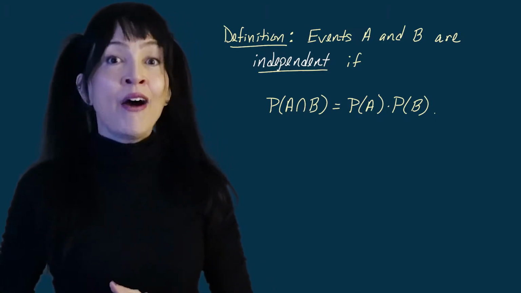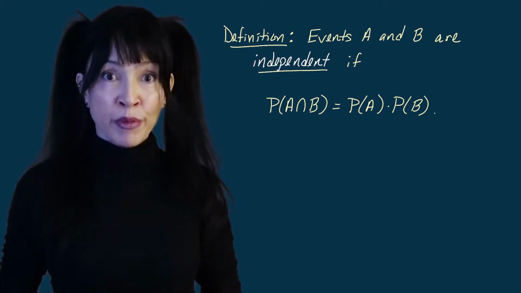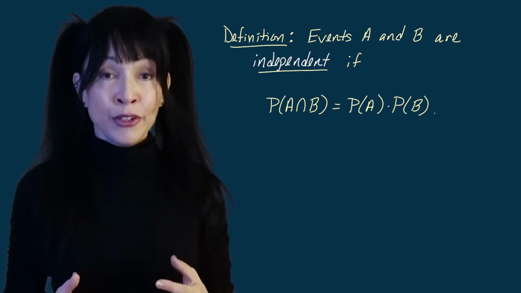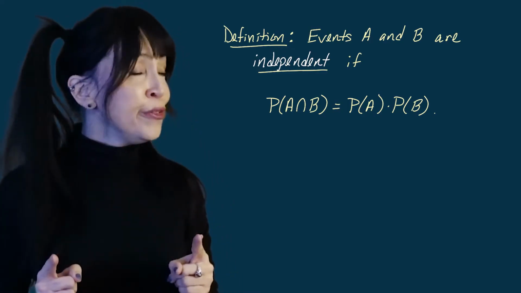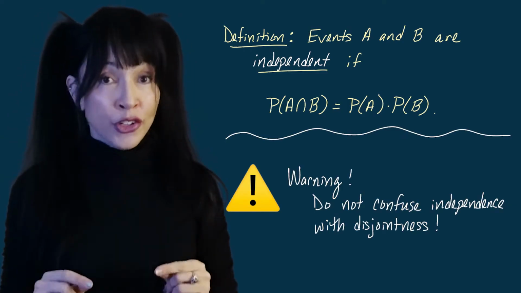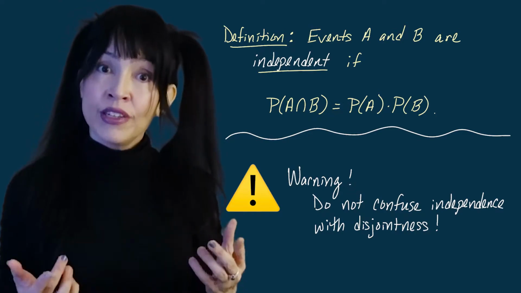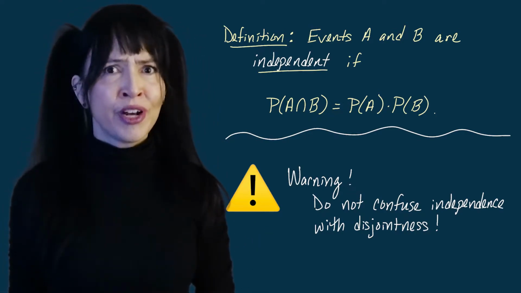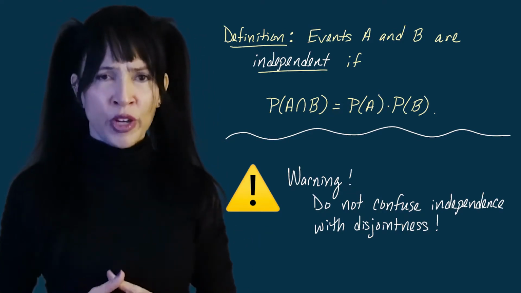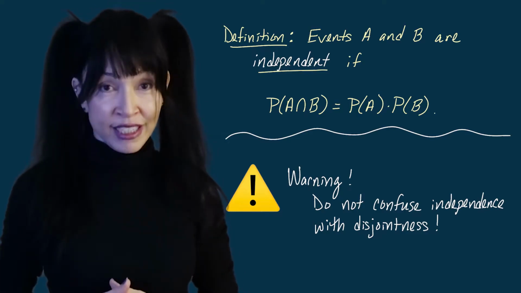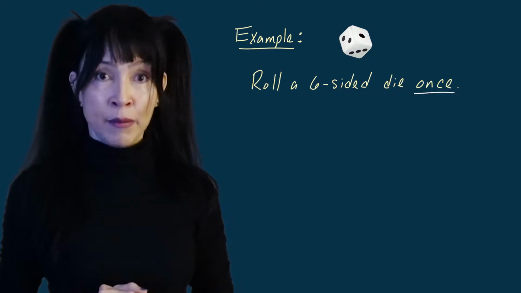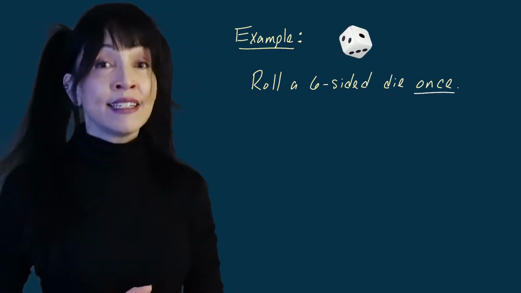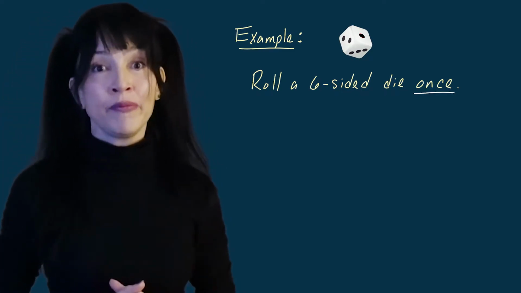So, we now know how to compute probabilities when we're talking about an intersection of independent events. And I have a warning for you, and that is not to confuse independence with disjointness. People do it all the time, and let me give you a couple of examples showing you the difference. Suppose I roll a fair or unfair, it really doesn't matter, 6-sided die one time.